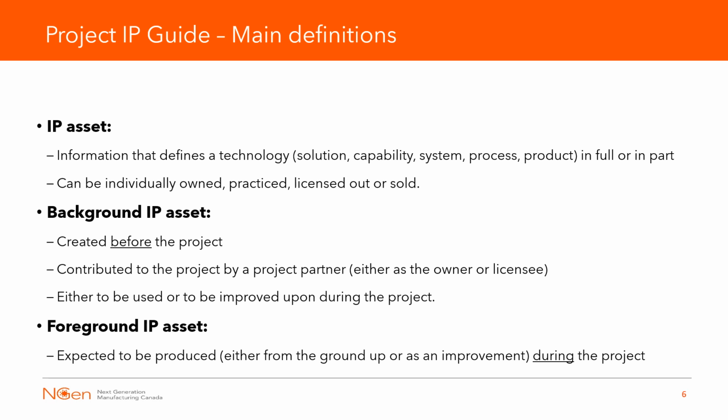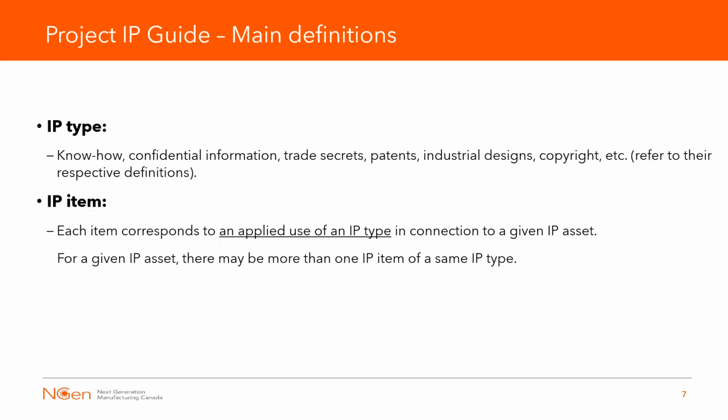And a foreground IP asset is an IP asset that is expected to be produced during the project by one project partner or more. The IP types are specific categories of intellectual property that could potentially be applied to an IP asset depending on its subject matter and the business objectives of its owner, to give the owner some control over how the asset is used. The rights and obligations by which this control is achieved depend upon the IP type. Some types, like patents, are governed by laws, whereas others, like confidential information, are governed by contracts.